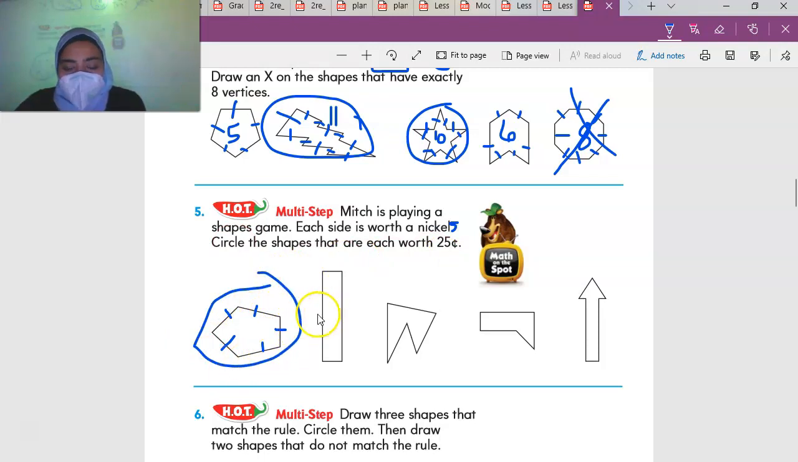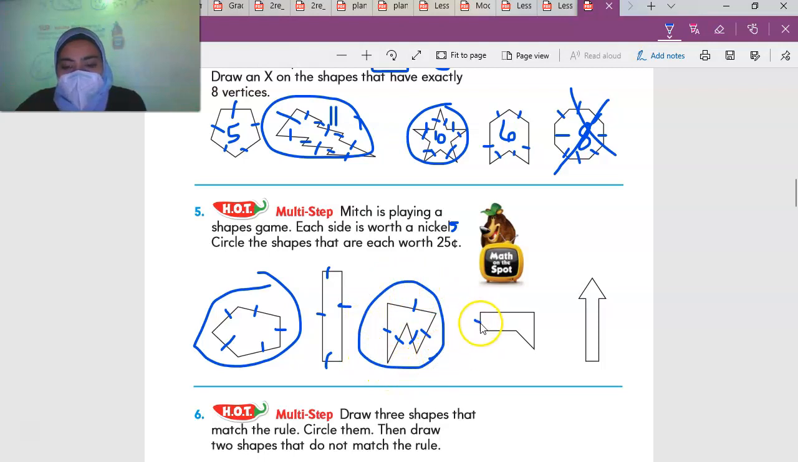What about this one? 5, 10, 15, 20. Does that equal 25 cents? No. Close. Let's look at this one. 5, 10, 15, 20, 25. Is that 25 cents? Circle that.